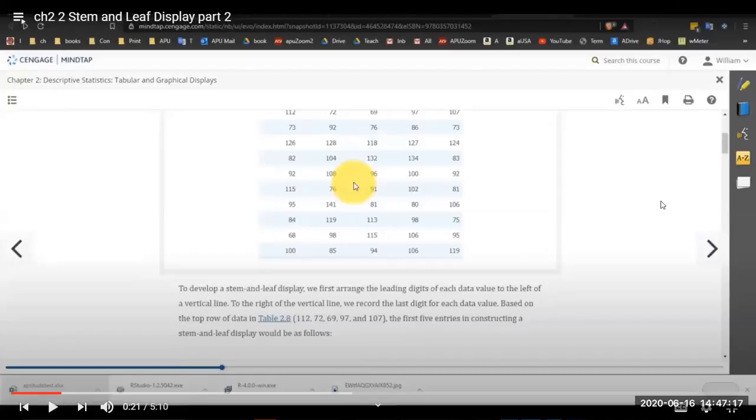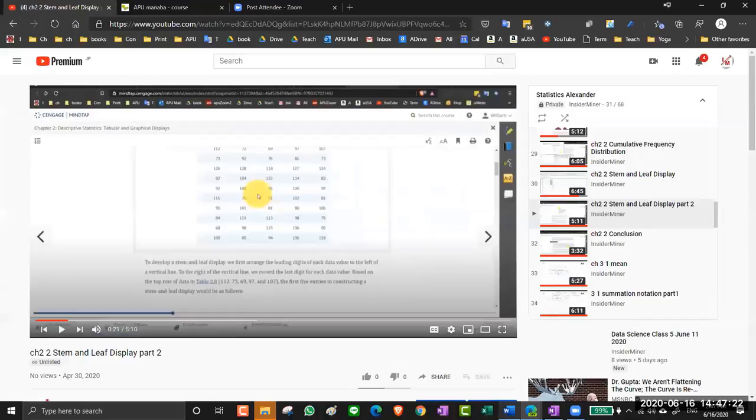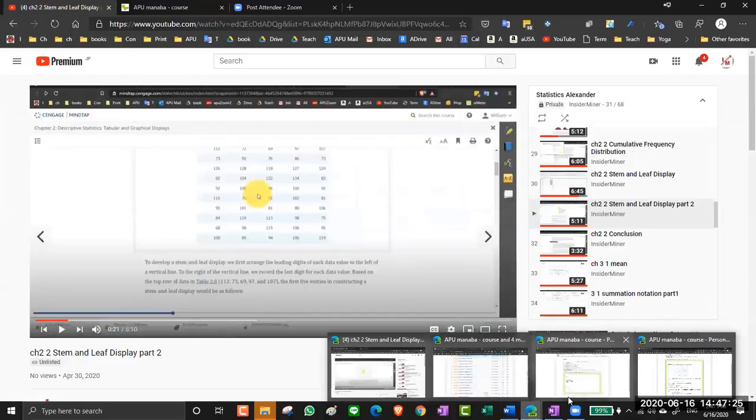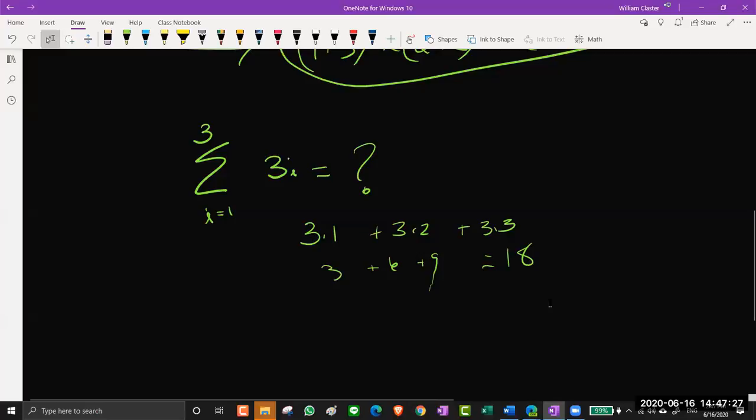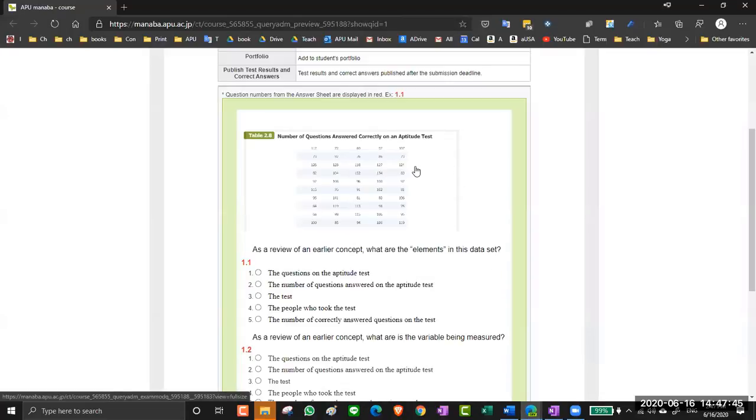So that's why, even though you might think it's useless, you still have to learn it. So let's go through this concept again. So here's the data set, and the question is, what are the elements for this data set?